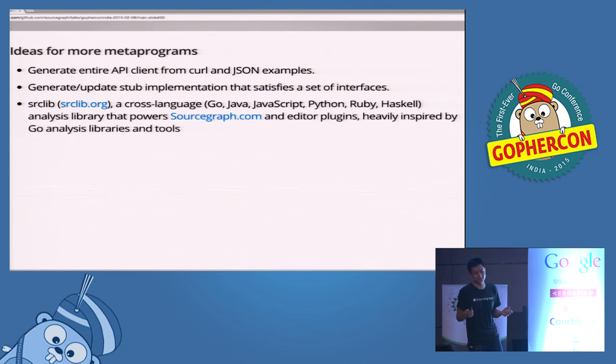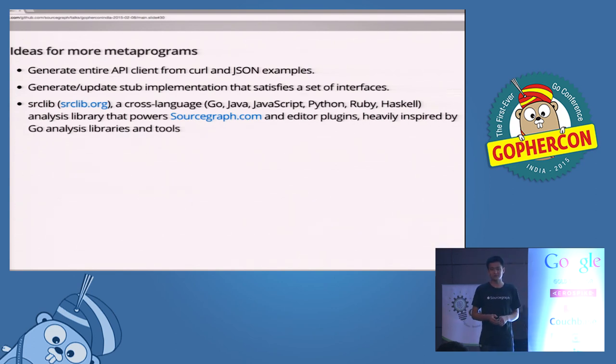It would be awesome to be able to generate a stub implementation that satisfies a set of interfaces and to be able to update that implementation automatically when you add methods to that interface. That's something that we do all the time. You add a method to the interface, and now you have to copy and paste code to the implementations, and that's annoying. And then the last thing I want to mention is SourceLib.